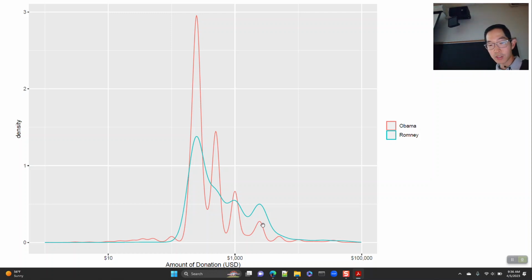And what we see here, I think this is around $2,000, right here. We see Romney had a lot more $2,000 donations than Obama had. Does that mean anything? I don't know, but this is what we have. Both of them had very few donations over $10,000. But there is definitely a different shape where Obama has much greater support at around the $200 location than Romney did.